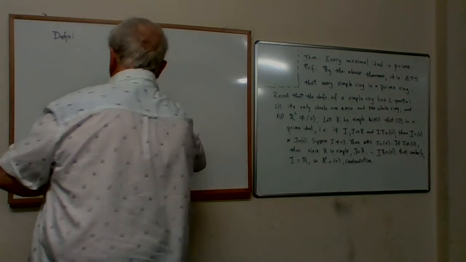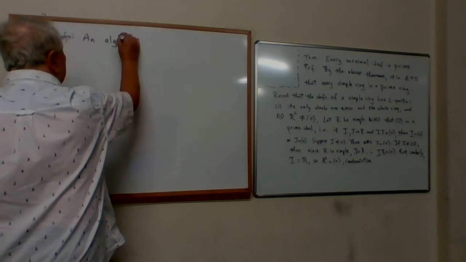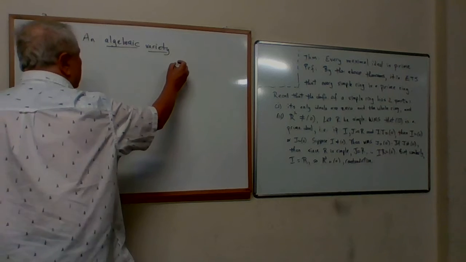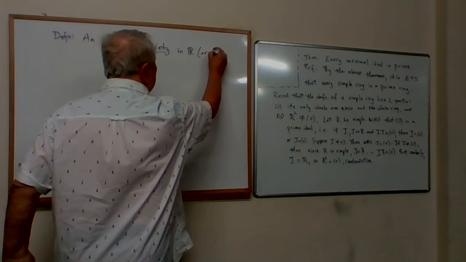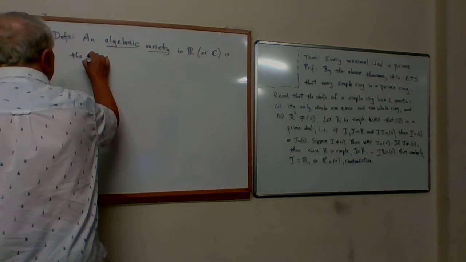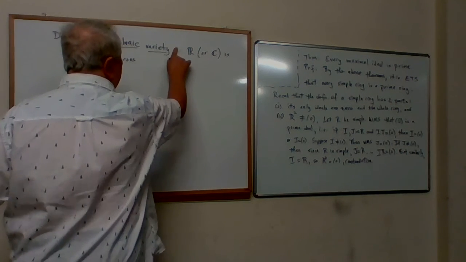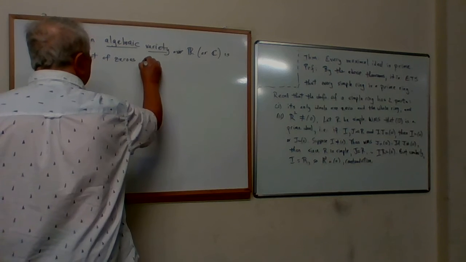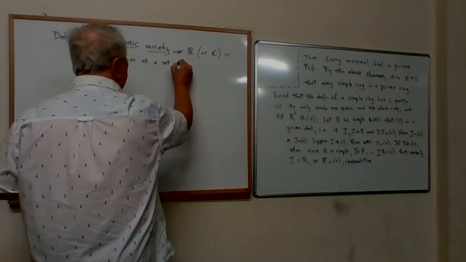Definition. In your notes, this is definition 64. An algebraic variety, you may have heard the term before, in R or C, and I suppose instead of saying in, I should probably say over R or C, is the set of zeros of a set of polynomials.